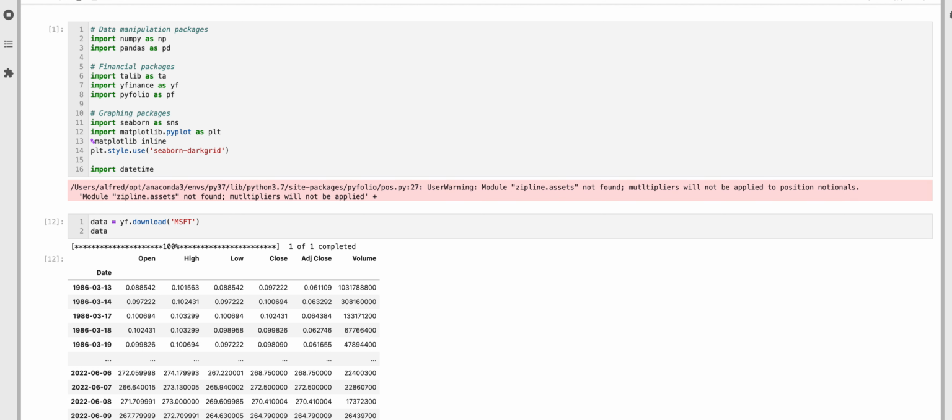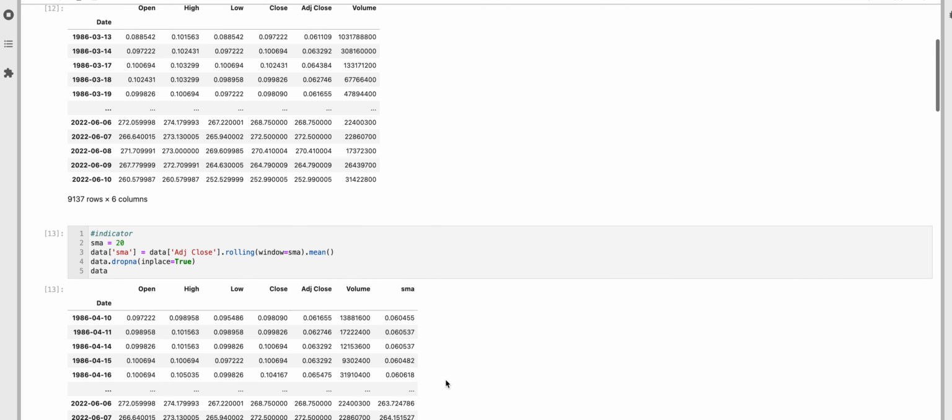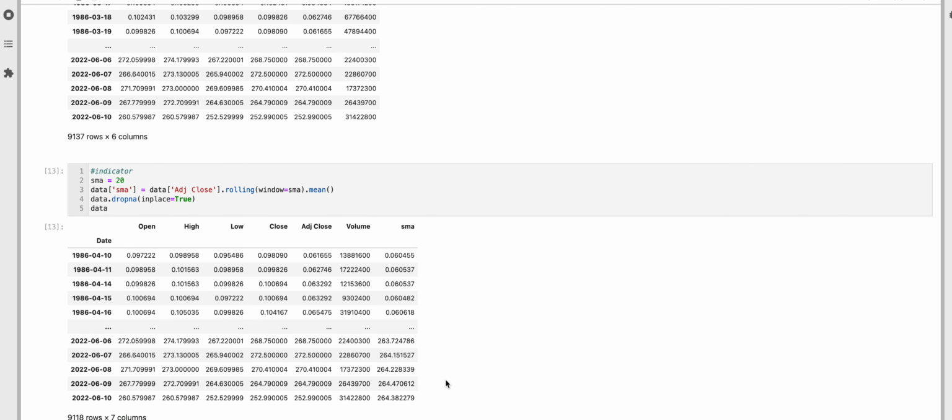The first few steps are identical to my previous two videos, so I will not repeat them over here. For apple-to-apple comparison, we will backtest the simple moving average strategy on the Microsoft dataset. We compute the simple moving average of 20 days.